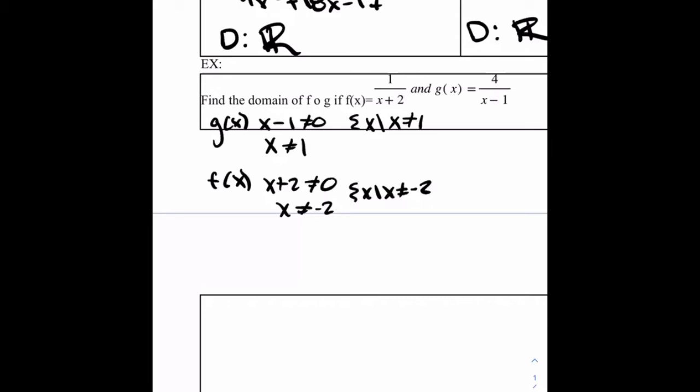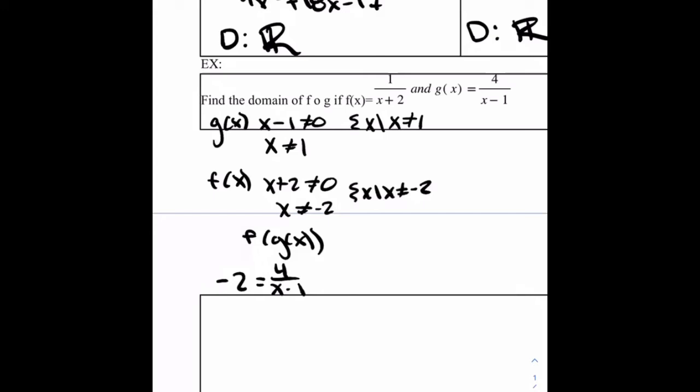So if I plug in negative 2 into the function of f of x, I get a denominator of 0, which is undefined. But I need to remember, when I'm doing f of g of x, I'm plugging in the output of g of x into f of x. So that means my g of x cannot equal negative 2, because if it did, then this would make it undefined. So how I'm going to solve that is set g of x equal to negative 2. And then solve for x.